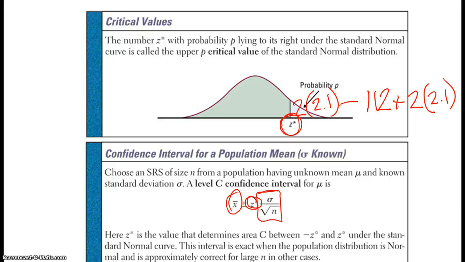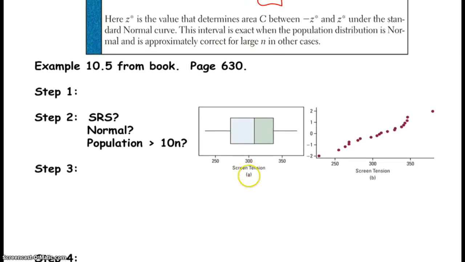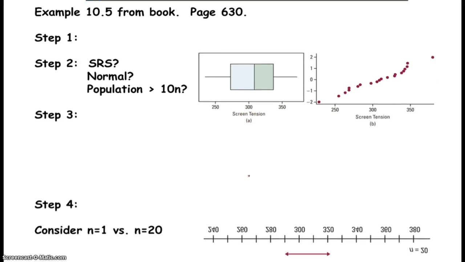Pause the video, open your book to page 630, read through the example quick, and then come back and we'll do it together. Okay? Also, when you're looking at that, look at the inference toolbox that's on page 631. That's what we're going to refer to all the time. These are the steps that are going to get very, very repetitive.